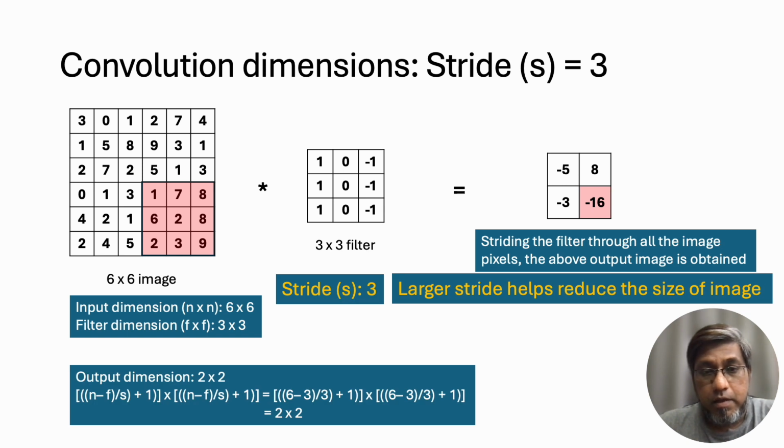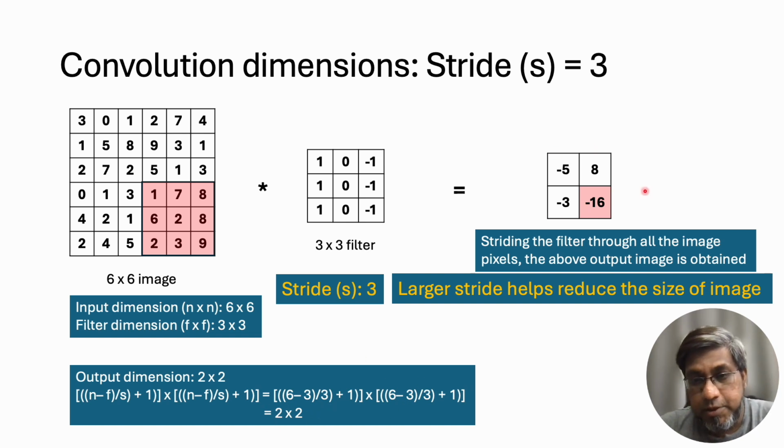So now, including the stride value, again, the expression for the output dimension is (n minus f) divided by s, plus 1. So n is still the same as before, which is 6. And the filter size is still 3. But now the stride value s is 3. So it is (6 minus 3) divided by 3. So s is 3. So 6 minus 3 is 3. 3 by 3 is 1. And 1 plus 1 becomes 2. So the width is 2, and similarly the height is also 2. So the output dimension is now a 2 by 2 image.